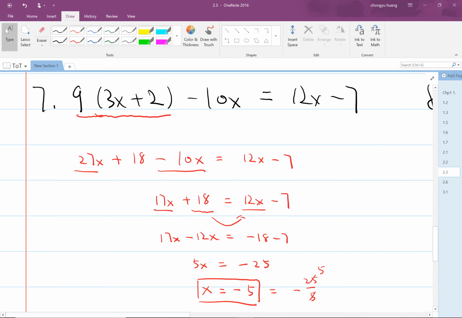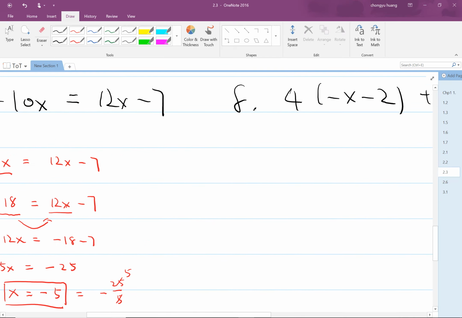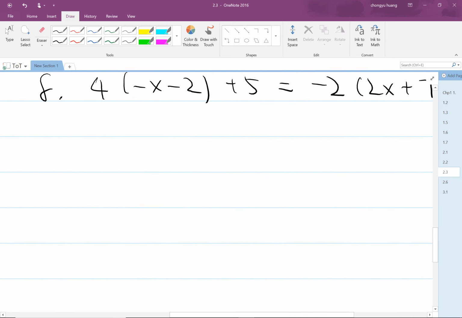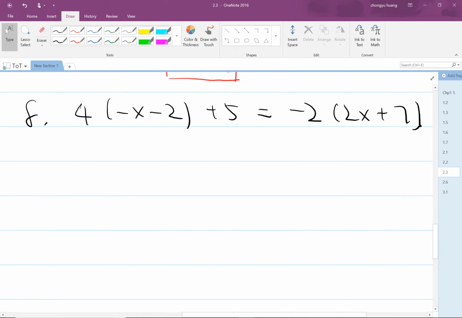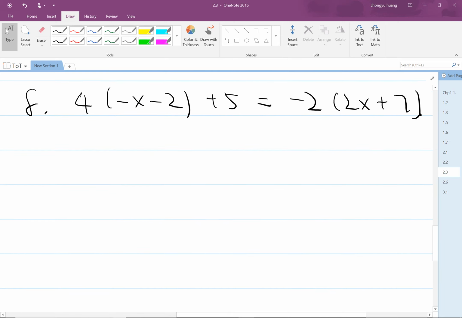Okay, so let's do question 8. Question 8 has a little bit more steps, right? So we have to simplify, and we have to get rid of the bracket first. We have this part, and this part we have to get rid of the bracket. That's the main thing here.